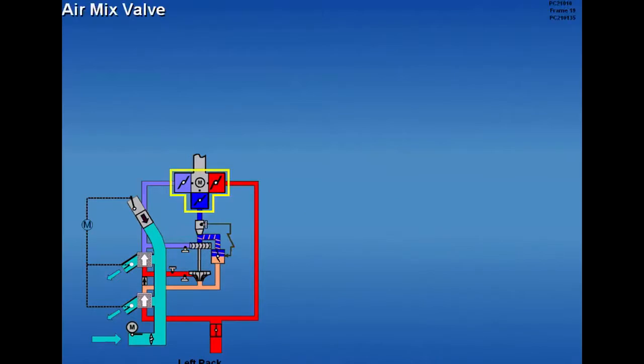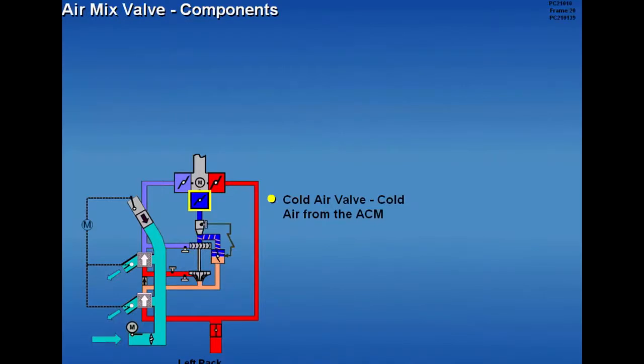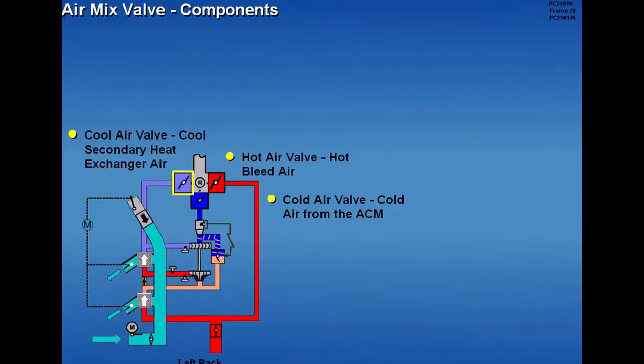The air mix valve is a combination of a cold air valve, a hot air valve, and a cool air valve. These valves operate simultaneously. The cold air valve receives cold air from the ACM. The hot air valve receives hot bleed air from the pack valve. And the cool air valve receives cool air from the secondary heat exchanger.